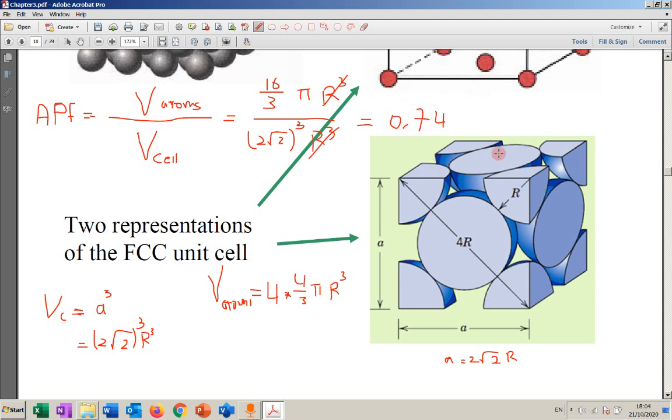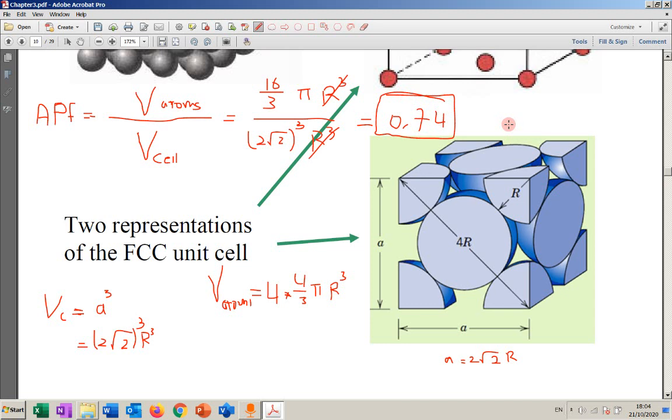So it means that 74% of this cube is solid and 26% is void. You cannot get higher than this. This is the highest atomic packing factor that we can get. The highest atomic packing factor we can get is 0.74.